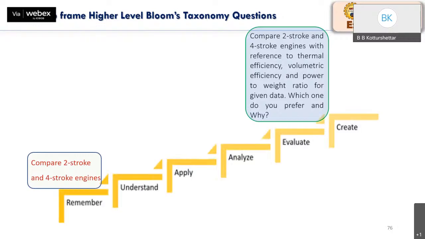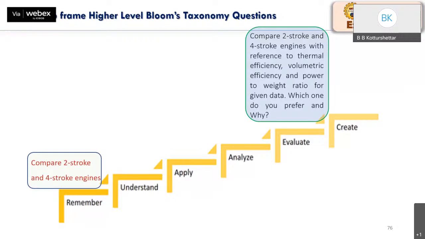So the first one, memory is good enough to answer the question. But if you see the second question, if you read it, finally there is a question queue: which one do you prefer and why? So immediately that takes the question to level 5.